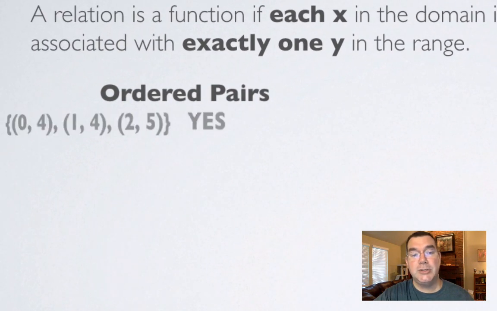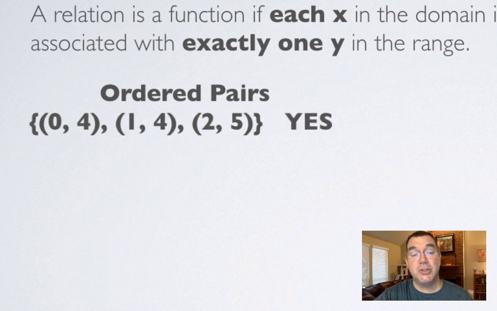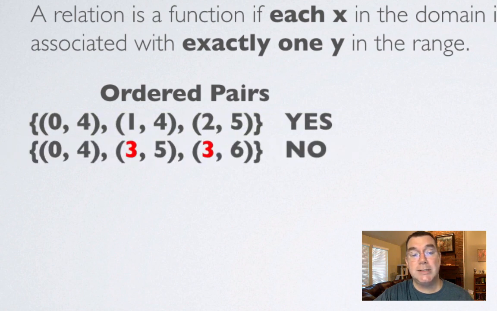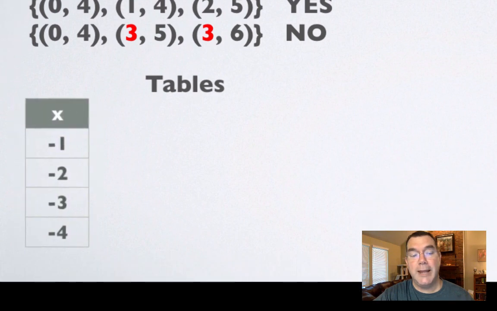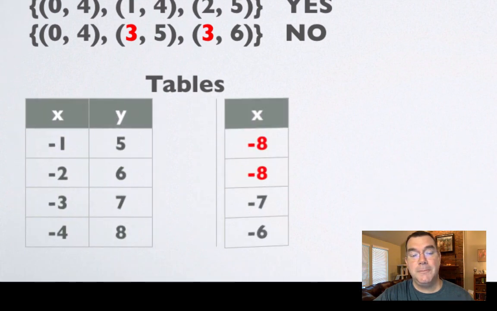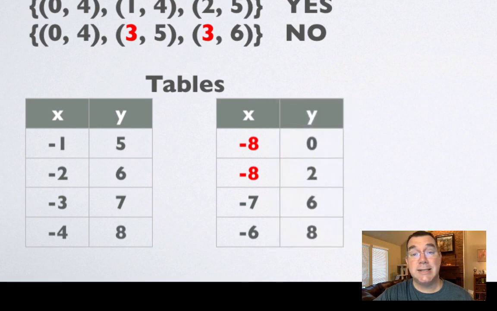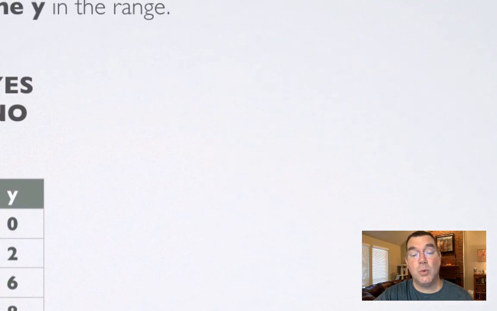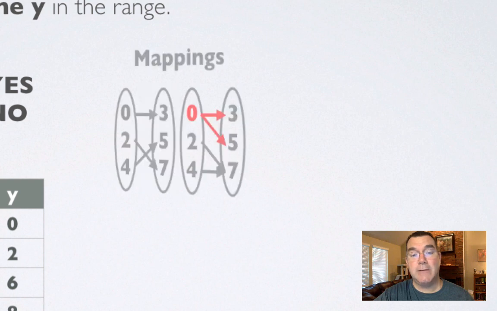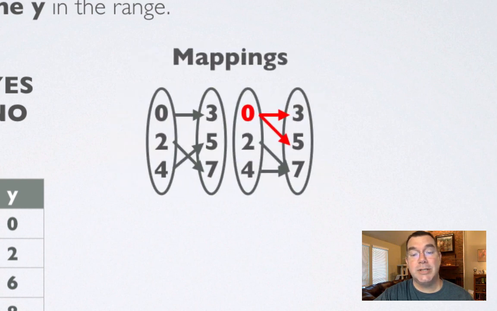Okay, so in ordered pairs, if I have these ordered pairs, you'll notice that each x is listed exactly once. So that is a function, but in the second example, you'll see that 3 is listed as an x twice, going to two different y's. So that relation is not a function. Okay, in table format, if I have that table there, on the left, you'll notice that each x is listed exactly once, so that is a function. But in the second table, the number -8 is listed twice, going to two different y's, so the second table is not a function.